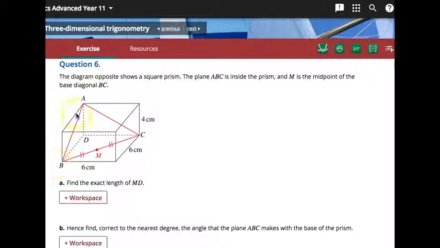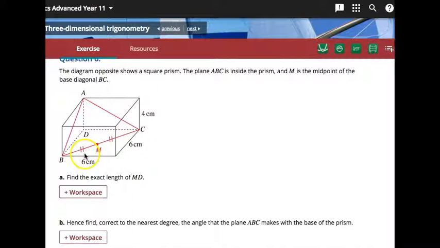Okay, we've got a plane ABC, so it's touching that top corner and then going down to 2 of those bottom corners. What shape is the base? It's a square, so isn't that whole length BD just the diagonal of the square? Tell me what sort of angle you've got here. Right angle. So that's what's going to help you with this, knowing that that base is a square. Okay? So they want the exact length of MD.